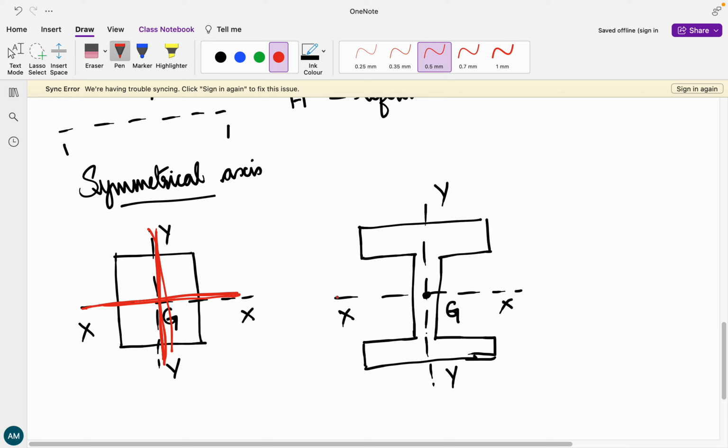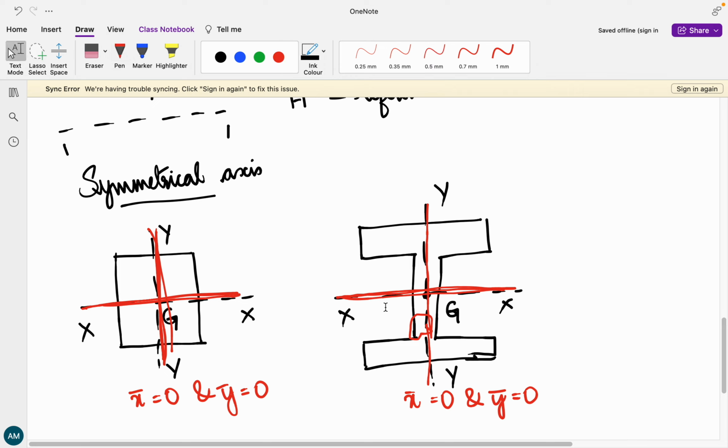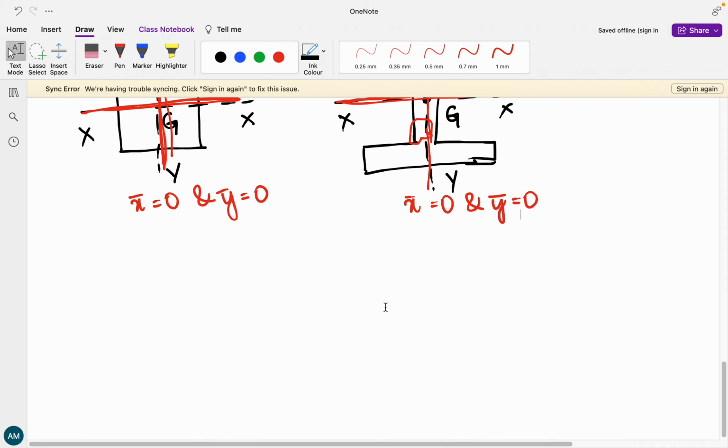Now coming to the I plane figure, XX is going to cut the plane figure into two equal halves. So it's a symmetrical axis, and about the YY axis also, it is going to break it down into two equal halves. In this particular case, X bar is equal to 0 and also Y bar is equal to 0, in both the cases, because we are trying to find the centroid of the body about that particular centroidal axis. Hence, it is symmetric about it. Therefore, X bar and Y bar are going to be zero.